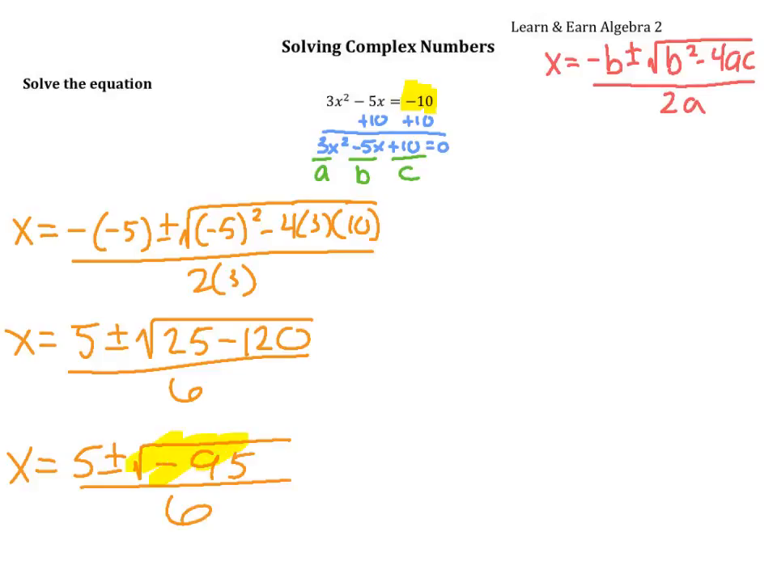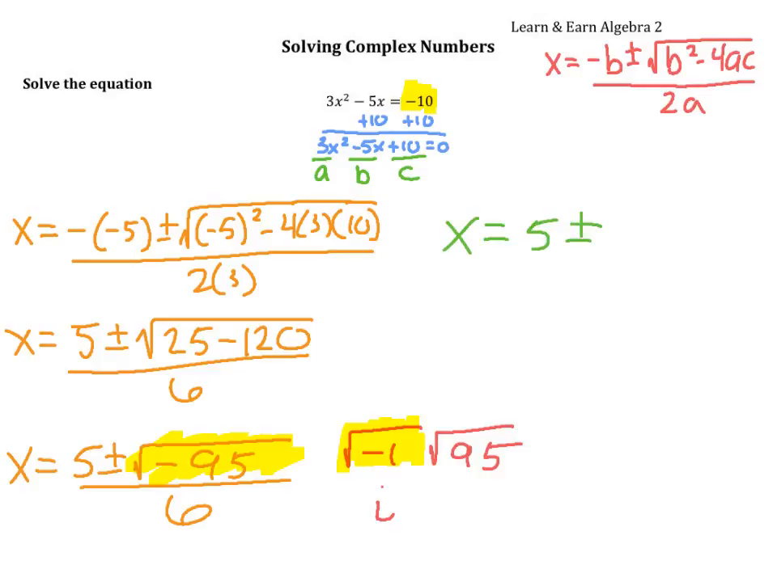Now, this next part right here is the new part for imaginary numbers. We can rewrite that as the square root of negative 1 times the square root of 95. Notice how I pulled out that negative 1. So then this is going to become your imaginary number, which is going to be i. So I'm going to rewrite my work as x equals 5 plus or minus i square root of 95 over 6.